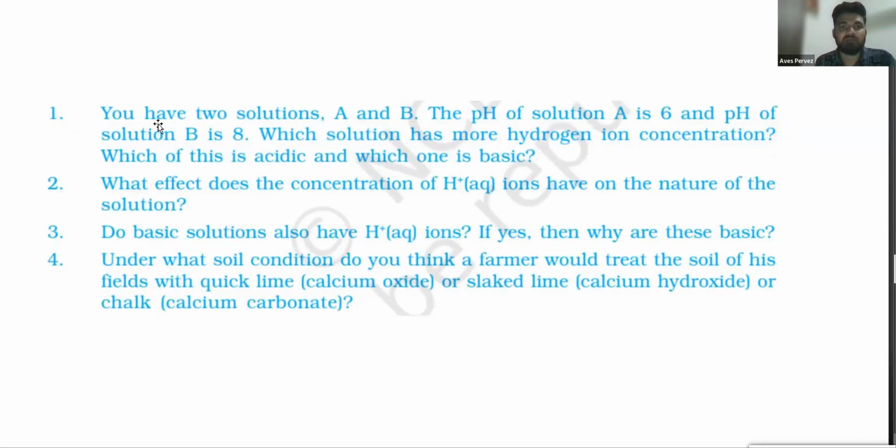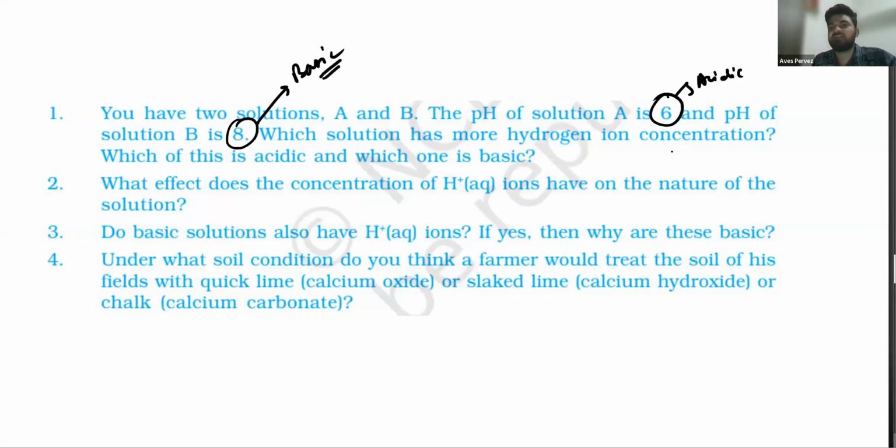So if I'm saying here, two solutions, A and B, the pH of one solution is 6 and the other one is 8. Which solution has more hydrogen ion concentration, which of these is acidic and which one is basic? You can simply say that the solution with pH 6 is acidic, and the pH of solution B is 8, more than 7, so it is basic. Simple. If I ask you which one is going to have more H plus ions, tell me. Solution A will have more H plus ions because it is acidic in nature.